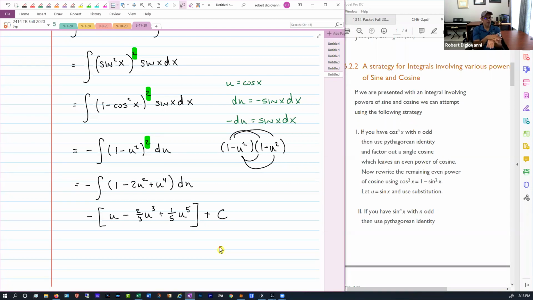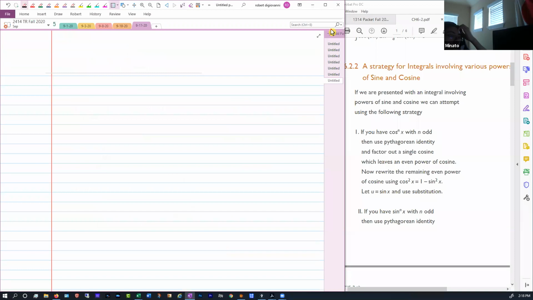I went through that one a little faster than the last one. I hope you all understand the difference is really that 2 right there. That's that part in green. Okay, so sine to an odd power, we get the basic idea. How about if we have this next problem?